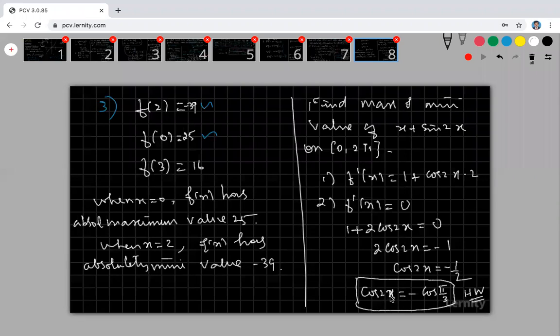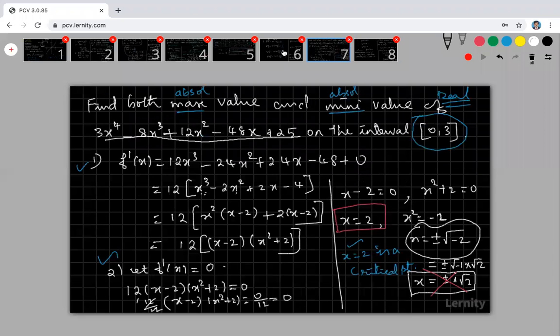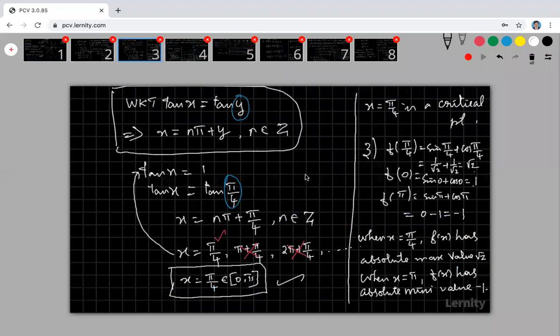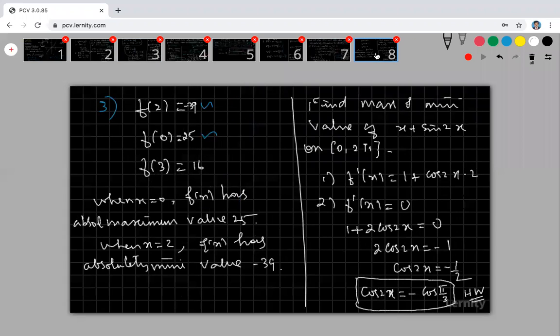This is a trigonometric equation. Like cos x is equal to 0 means I will get some solution. Cos x is equal to 0 means these are the solutions. Tan x is equal to tan y means this is my solution. Similarly, cos x is equal to cos y, we have some solution. What are the solutions? Please think about that and write it down. Any other doubts?